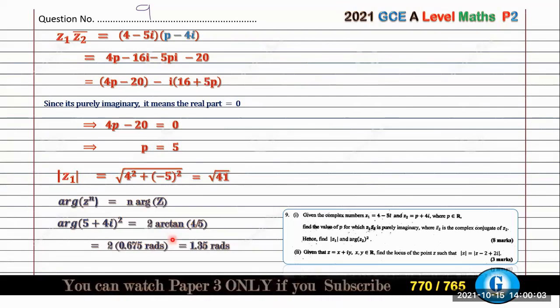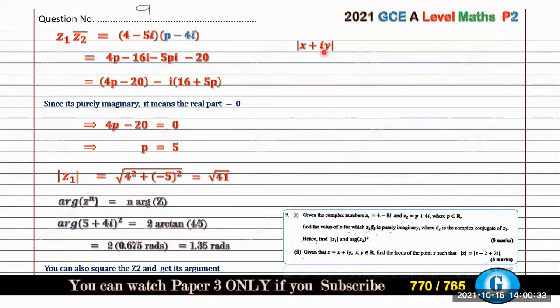Let's answer the second part of this question, which states that given that Z equals x plus iy, where x and y are elements of the set of real numbers, find the locus of the point Z such that the modulus of Z is equal to the modulus of Z minus 2 plus 2i. So let us do this one. We actually apply what we have here. We have been told that Z is equal to x plus iy.